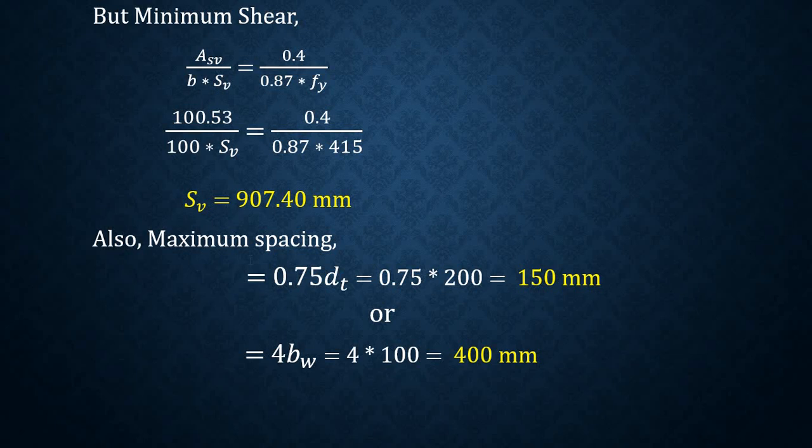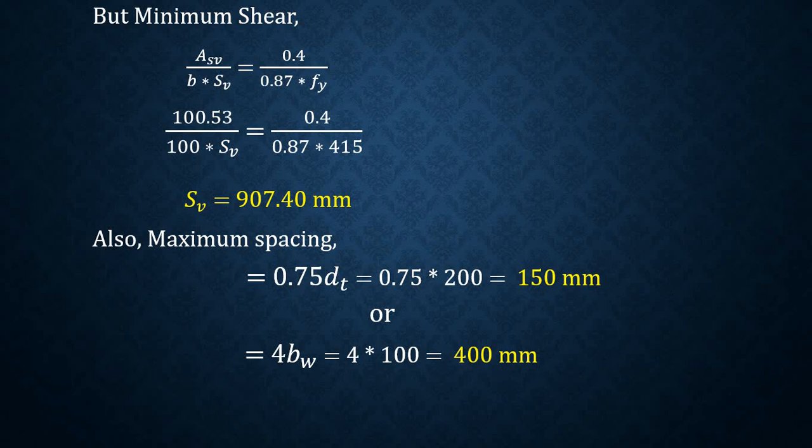Next, we should check for maximum spacing. The spacing should not be more than this. The standard formula according to the code IS 1343 is 0.75 dt or 4 BW. For 0.75 dt, dt is already calculated, so taking that value, we get 150 mm. For 4 BW, we will get around 400 mm, since 4 into 100 is 400 mm.